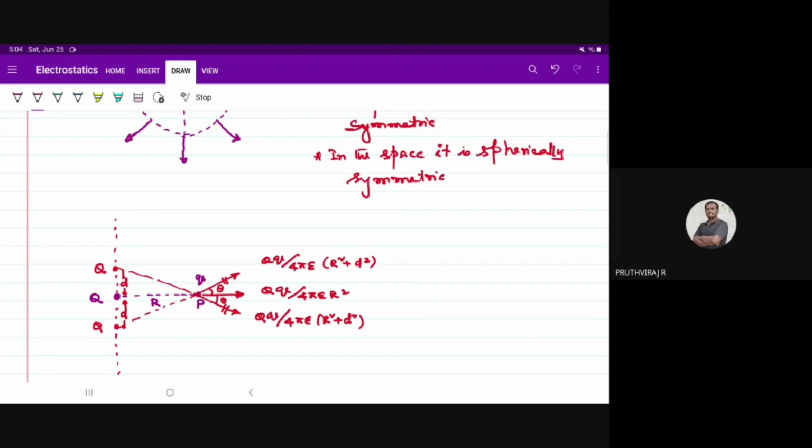So it should be what for 3 by 2, no, sir? R square plus D square.